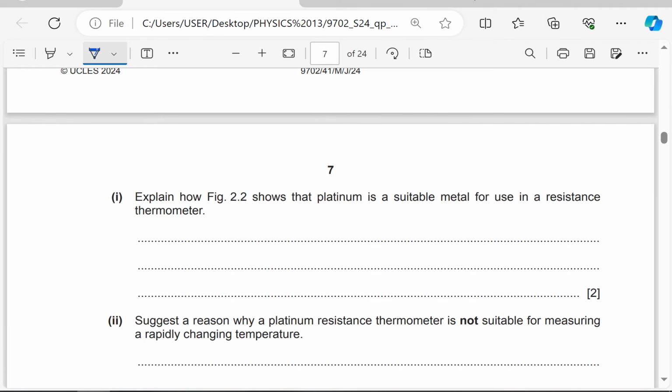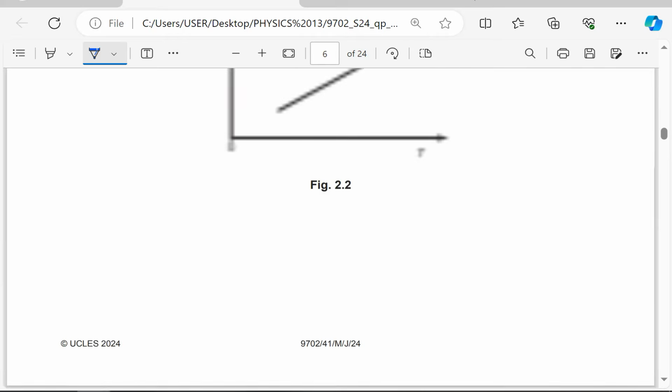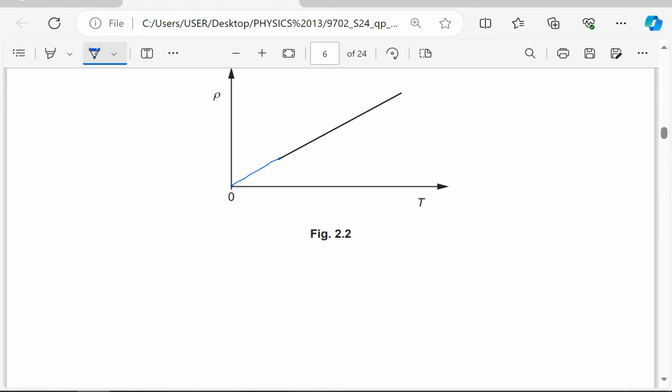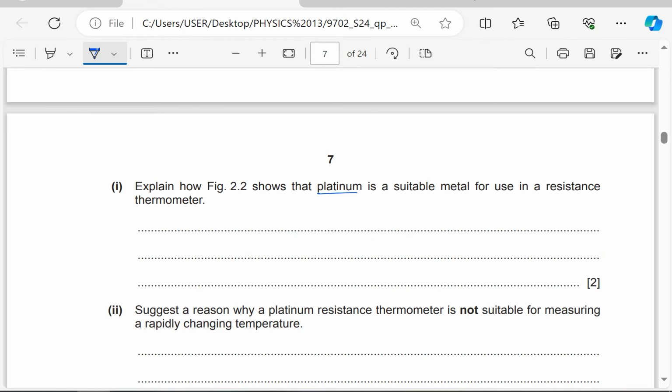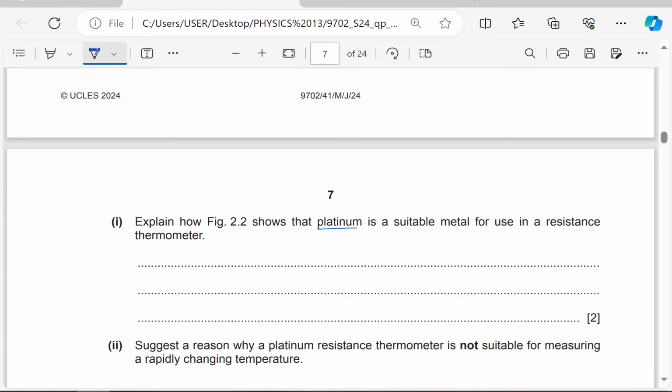Explain how the figure shows that platinum is a suitable metal for use in a resistance thermometer. Of course, previously we noticed that the resistivity from the graph is varying perfectly linearly with the temperature, which means there will be a unique value of resistivity for each different value of temperature. So it's a perfect instrument. It's a perfect physical property. It's a perfect thermometric property.